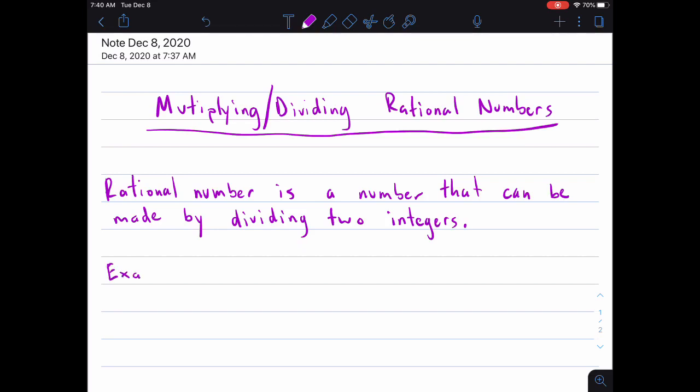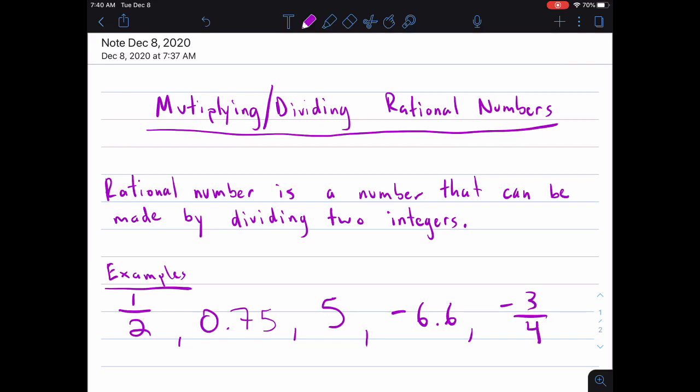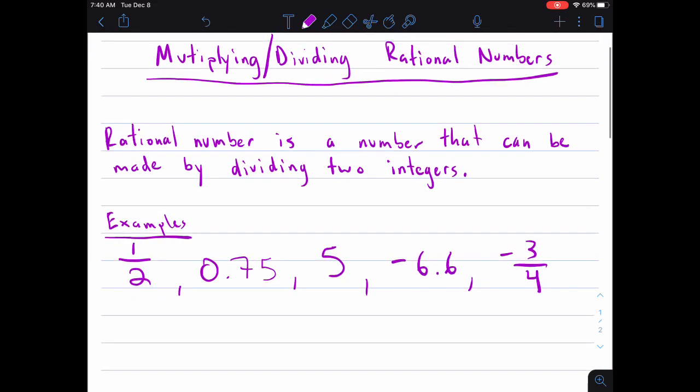Examples. I have 1 over 2 is a rational. 0.5 is a rational. The number 5 is a rational. Negative 6.6 is a rational. Negative 3 over 4 is a rational. These are all rational numbers, números racionales.